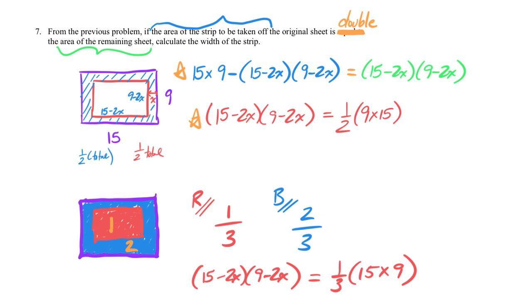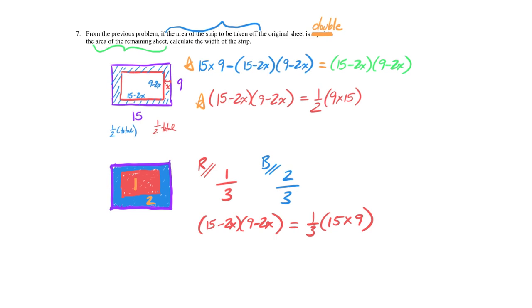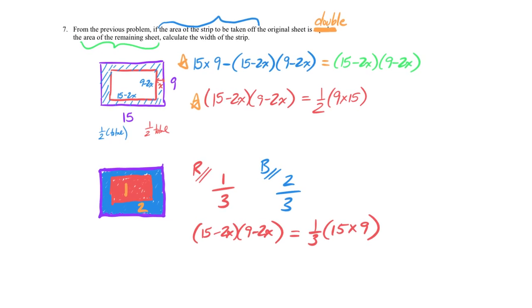If I don't use ratios, then my equation becomes really complex. Okay, I'm going to try to fit all this on our screen. Here comes the big ugly one. Here comes the direct translation. The area of the strip, 15 times 9, minus the inside, is double the area of the remaining.